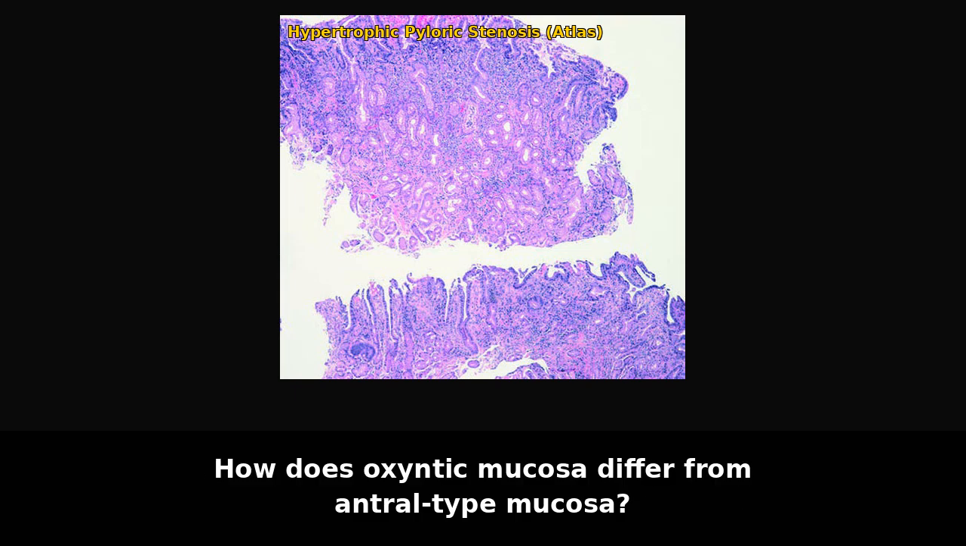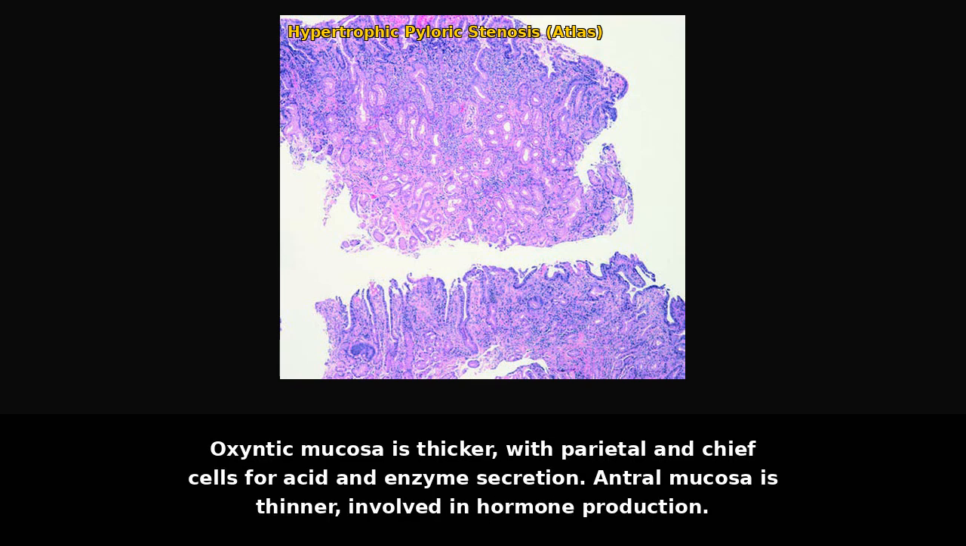How does oxyntic mucosa differ from antral type mucosa? Oxyntic mucosa is thicker with parietal and chief cells for acid and enzyme secretion. Antral mucosa is thinner, involved in hormone production.